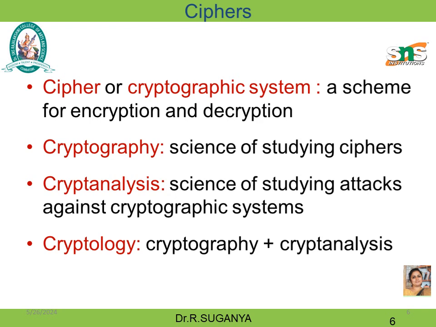Cryptography is the science of studying ciphers. Cryptanalysis is the science of studying attacks against cryptographic systems. Cryptology is cryptography plus cryptanalysis. So these are the terminologies for ciphers.